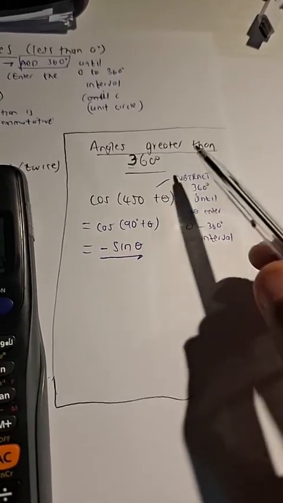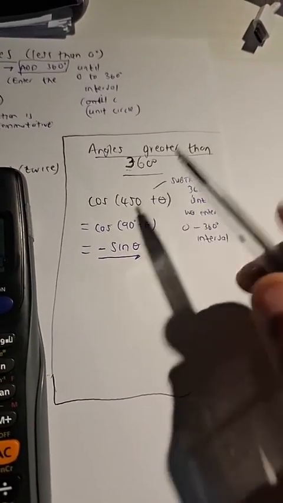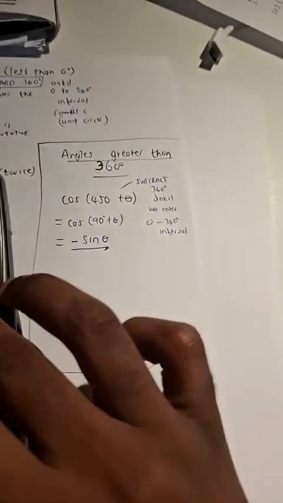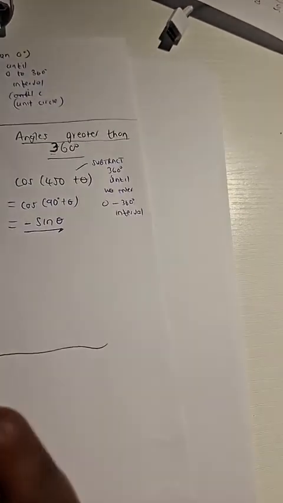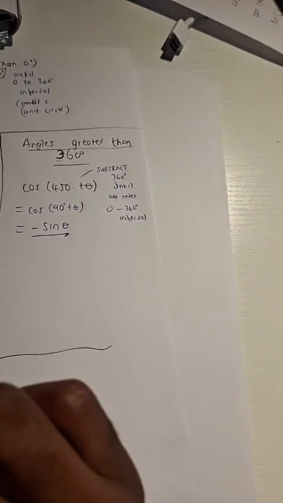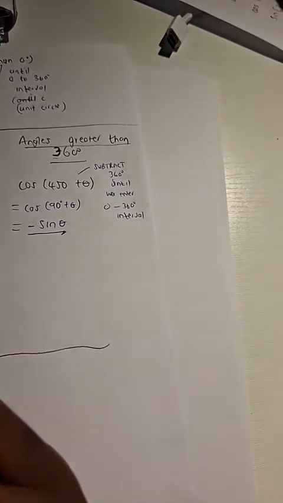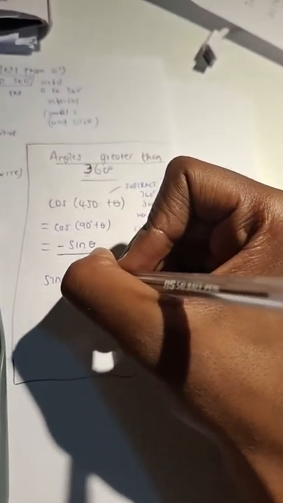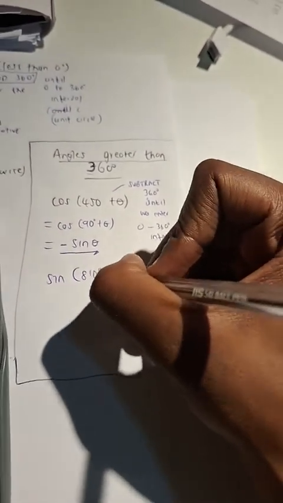So for angles greater than 360, all we are doing is subtracting 360. That's all we are doing. We are subtracting 360 until we enter into the zone of 0 to 360. Let's do another one. Sine of 810 degrees minus theta.